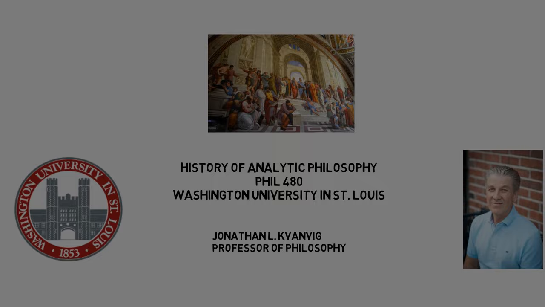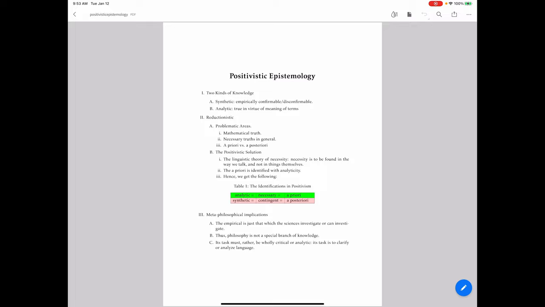The second part of our course has to do with the rise of logical positivism after World War I and its demise in the 1950s and 60s especially. The demise involves epistemological issues in the 1950s and more metaphysical issues, culminating in the work of Saul Kripke in the late 1960s. Let's start, though, first with positivistic epistemology.